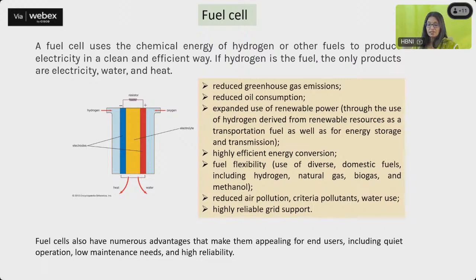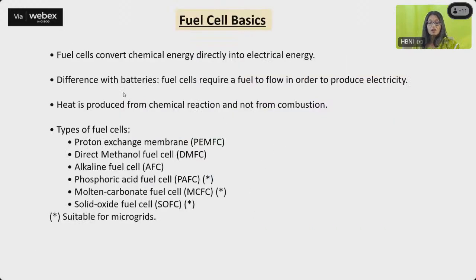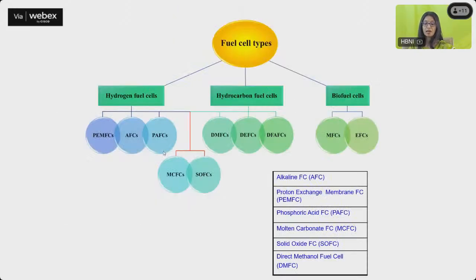But practical difficulties are there. So what is the difference with a battery? Fuel cells require a fuel to flow in order to produce electricity, and the heat is produced from the chemical reaction and not from combustion. There are different types of fuel cells. One is the proton exchange membrane fuel cell. There is the direct methanol fuel cell, where methanol is used as the fuel. Then you have the alkaline fuel cell, the phosphoric acid fuel cell, the molten carbonate fuel cell, and the SOFC, which is the solid oxide fuel cell. The last three, the phosphoric acid, molten carbonate, and solid oxide fuel cells, are all suitable for microgrid applications.